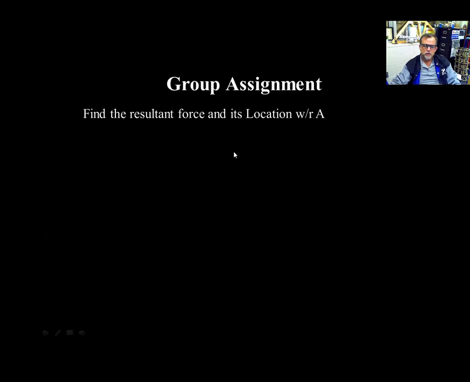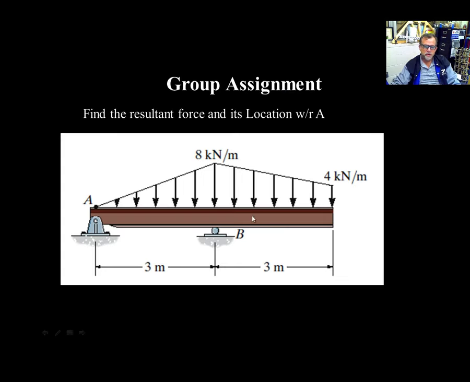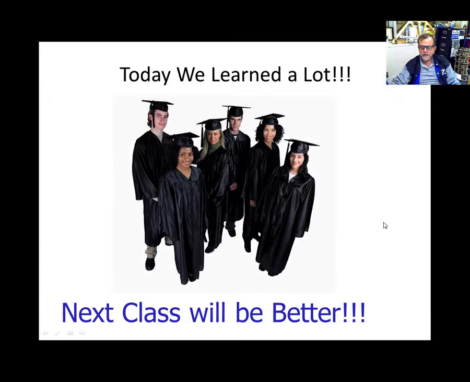I usually do this group assignment, and the only thing you have to do here basically is the same that we did before. You use this triangle, and then you convert this into one rectangle here and one triangle there, and that's basically it.